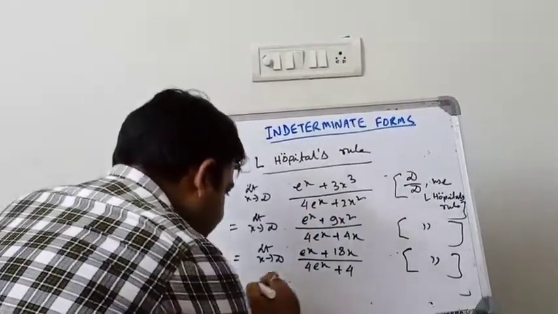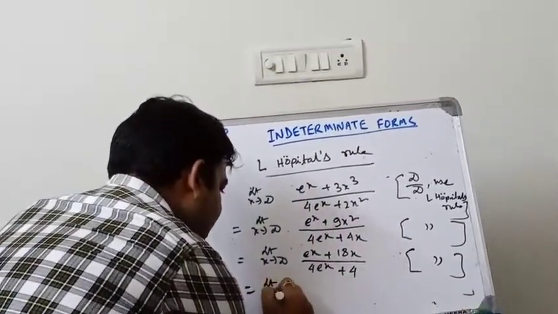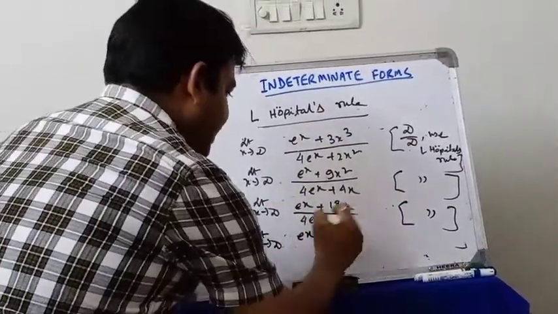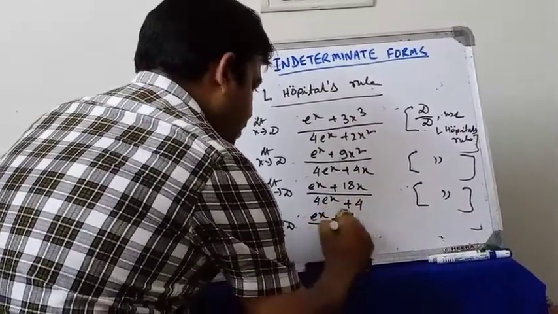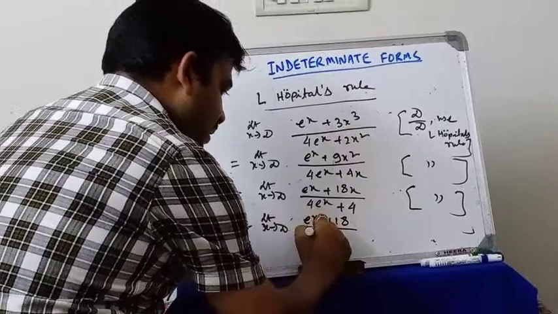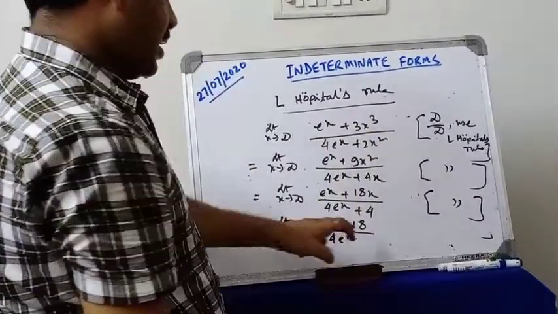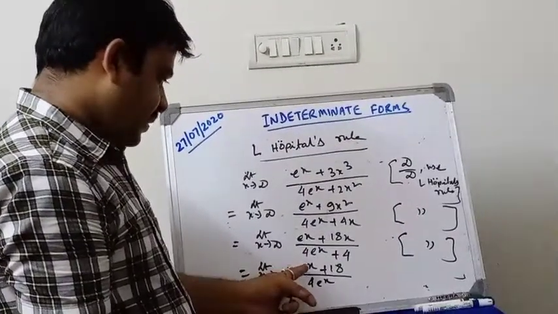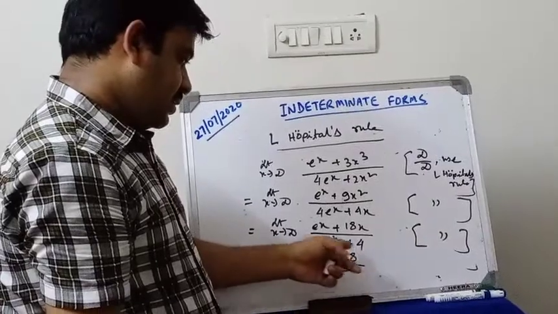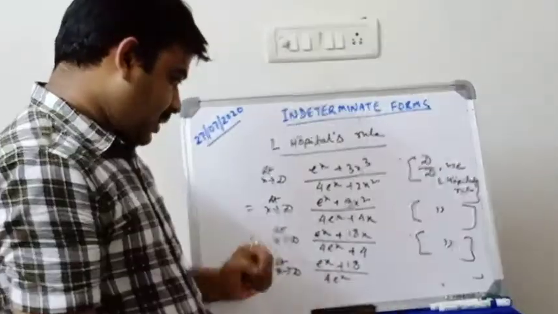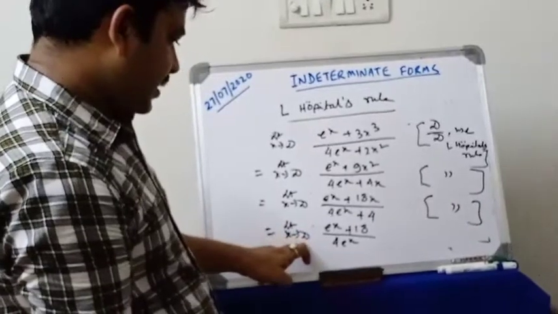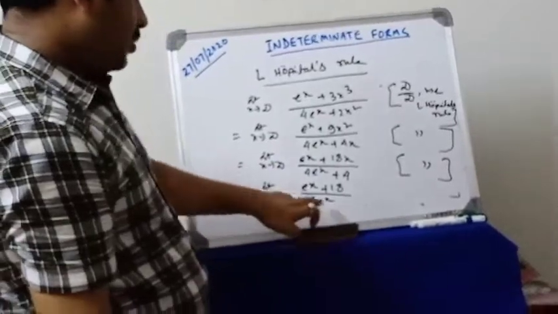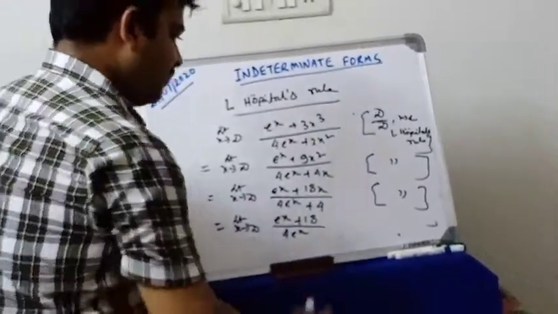So again do the derivative. Limit x tends to infinity, e to the power x, derivative is e to the power x. 18x, derivative is only 18. Denominator 4 into e to the power x, derivative is 4 into e to the power x only, and derivative of 4 is 0. Okay. So now limit x tends to infinity, (e to the power x plus 18) by 4 e to the power x. Now if I put infinity in place of x, again numerator is coming infinity, denominator also coming infinity. So again infinity by infinity form.